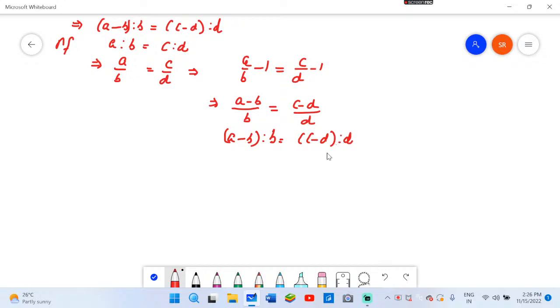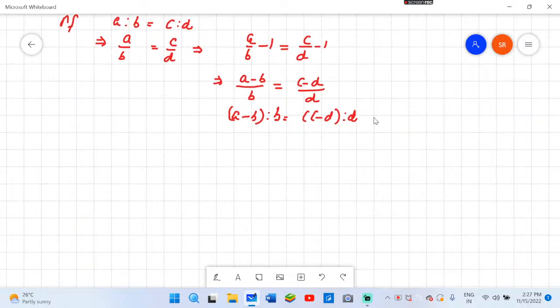If I write componendo and dividendo together, see, I want to derive one more result.